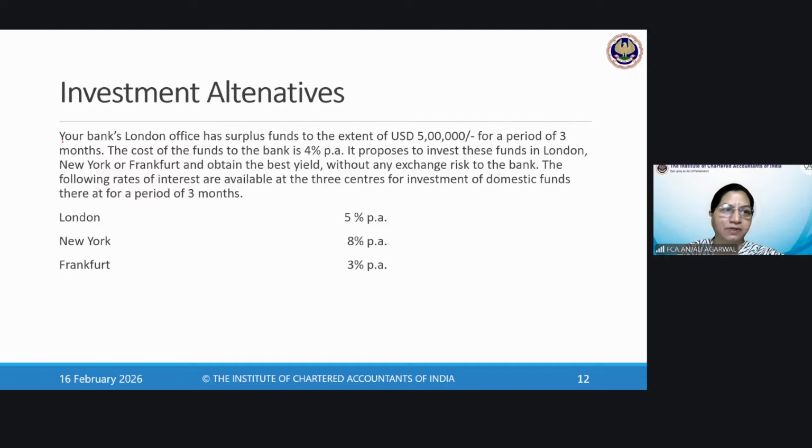Your next example here in Forex is where to make the investments. So this is one question. You have three options here. Your bank's London office has surplus funds to the extent of $500,000 for a period of 3 months, and this is going to cost 4% per annum. 4% per annum and 3 months means 1% would be the interest cost or cost of funds. So 1% on 500,000 is 5,000.